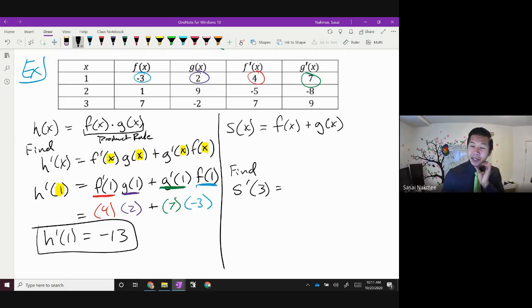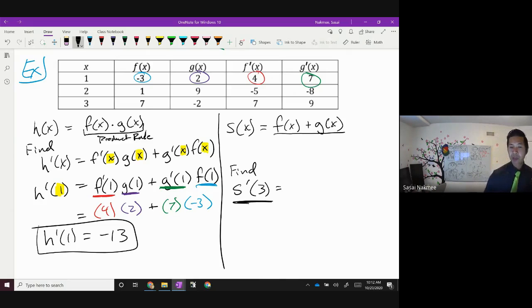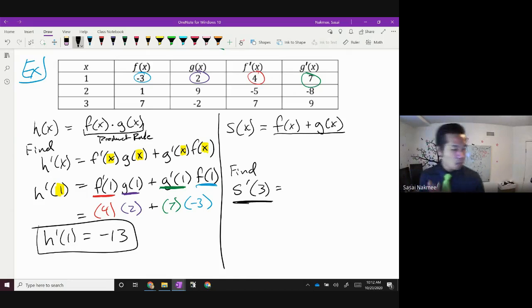So the Pear Deck is open. Can you guys try this out? And again, just try it. I'm not going to grade you if it's right or wrong, because this is the first time we're doing it. But I want you to try this. See what you guys get. And you find out what is the derivative of f of x, I'm sorry, s of x, if it's defined to be f of x plus g of x. Okay? So find this for me. What is s prime evaluated at 3? Go ahead and try that.